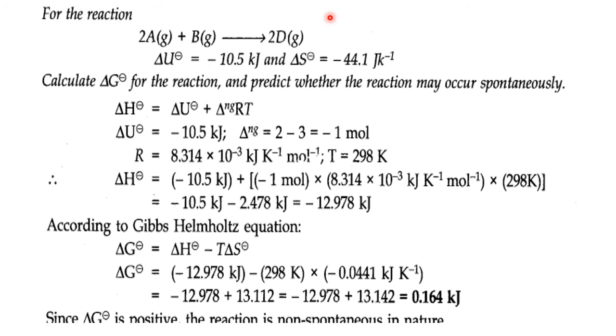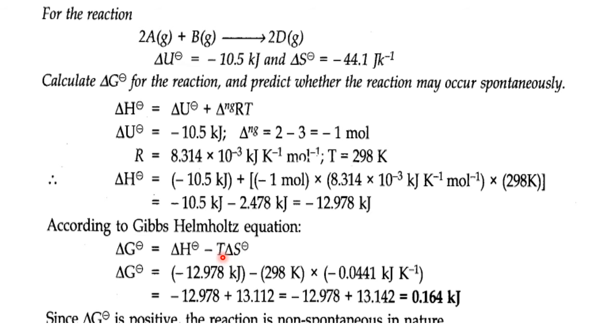Next, for the reaction 2A plus B gives 2D, delta U in the standard condition, that is the change in internal energy, equals minus 10.5 kilojoules, and the change in entropy equals minus 44.1 joules per Kelvin. Calculate delta G for the reaction and predict whether the reaction may occur spontaneously or not. What you have to do? To know whether the reaction is spontaneous or not, delta G must be negative. So we have to calculate delta G. Delta G equals delta H minus T into delta S.